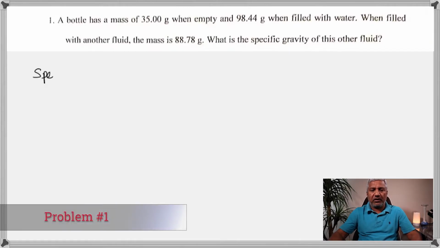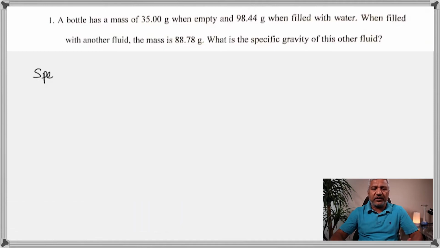It talks about a bottle that has a mass of 35 grams when empty and 98.44 grams when filled with water. When filled with another fluid, the mass is 88.78 grams. What is the specific gravity of this other fluid? So the idea here is you have a certain bottle that is first filled with water and then filled with another fluid. You're given the masses and you have to find the specific gravity.